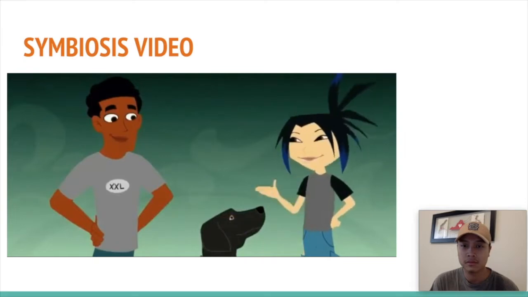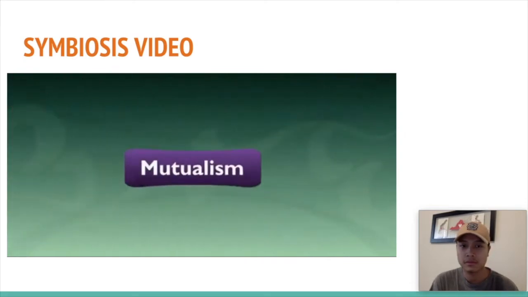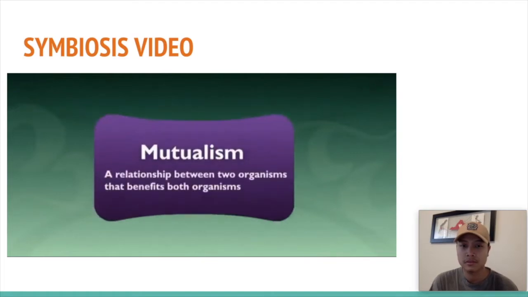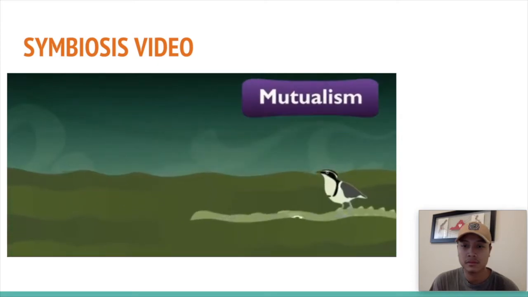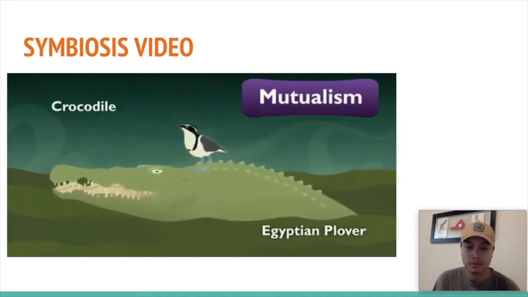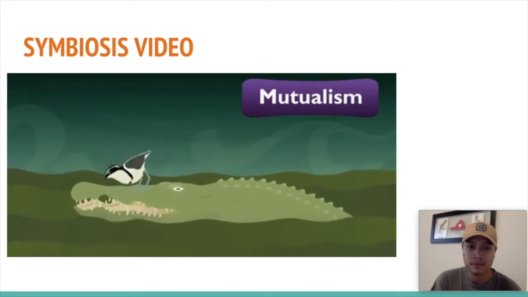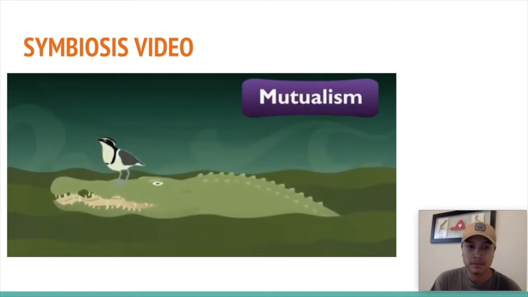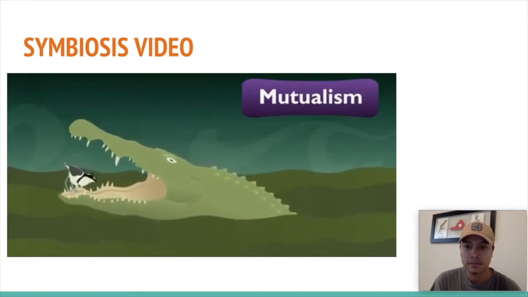And mutualism is even better. When something is mutual, doesn't that mean it's shared? Yeah, it goes both ways. Mutualism is a type of symbiosis where both organisms benefit, sort of like a friendship in nature. One of the coolest examples of mutualism ever is the relationship of a bird called the Egyptian plover with crocodiles. Instead of attacking the bird, the crocodile lets it eat the parasites that live on its body. The crocodile even opens up its mouth and lets the bird eat the parasites there.